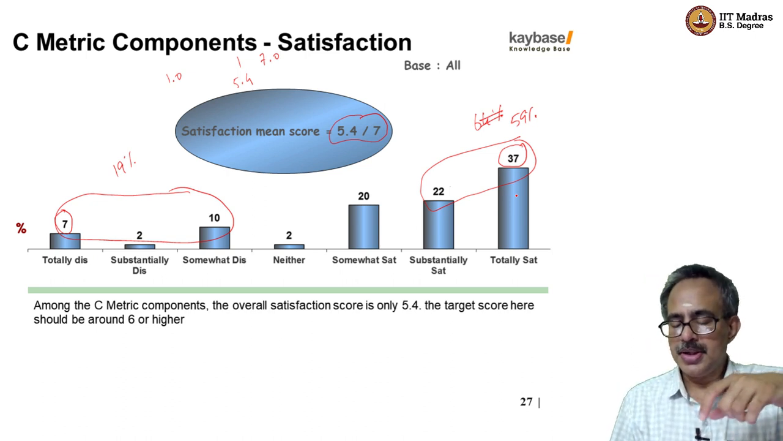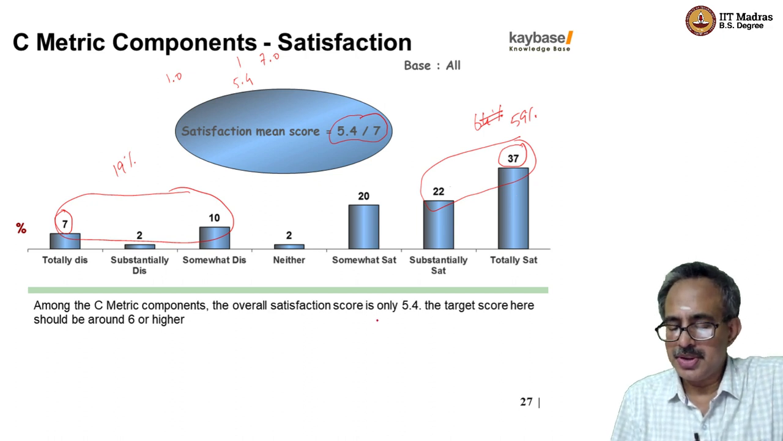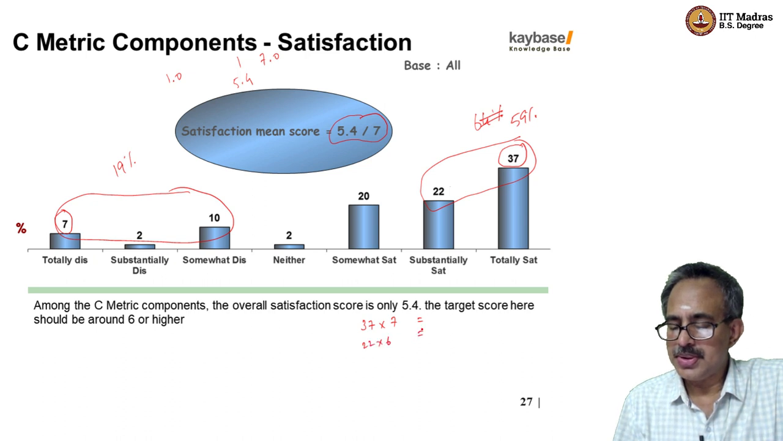In case you're not clear about how to do this mean score calculation, I'll explain it very quickly. We will be covering it later when we do data analysis. 37 into 7 plus 22 into 6 plus 20 into 5 and so on up to 7 into 1. Right?